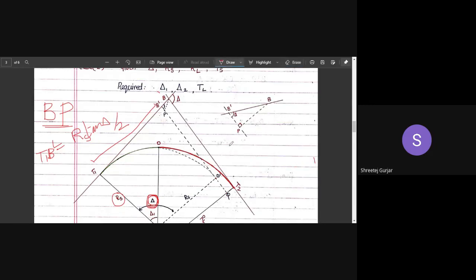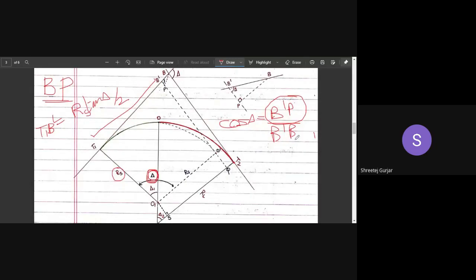Cos delta, in the same triangle, it will be what? Base upon hypotenuse. Base is B dash P divided by B dash B. This is cos delta, correct? Now we want this particular side B dash P, so this will go on the other side. So it will become B dash B into cos delta, that is equal to B dash P.